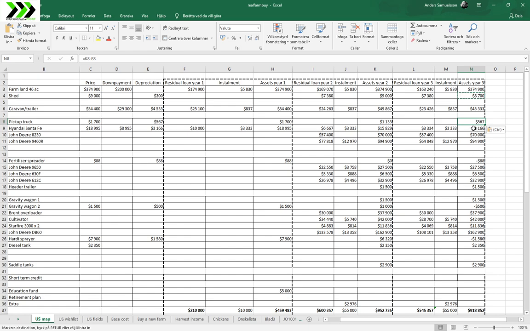No, it wasn't worth much. Our Hyundai lost quite a lot of value. The John Deere should lose some sort of value, but that's here, so equals that. Depreciation should be that divided by 36 years.